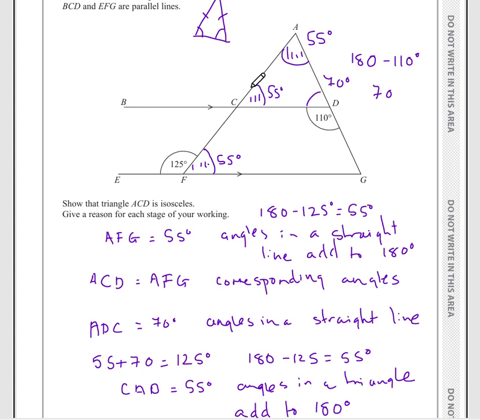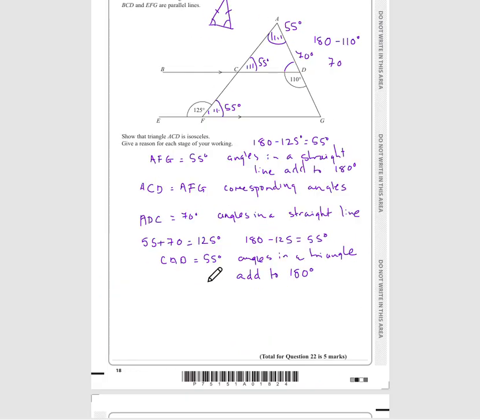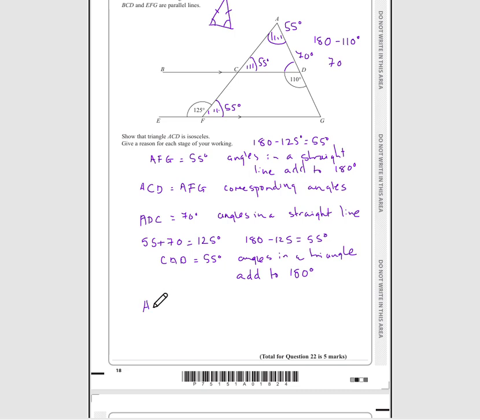Okay, so then I can see that these two angles are now equal. So ACD and CAD are equal to 55. ACD is equal to CAD. Therefore, it's an isosceles triangle. We try to be specific when describing our angles here. It's always good to label them, and also don't forget to include your reasoning to get the full marks.